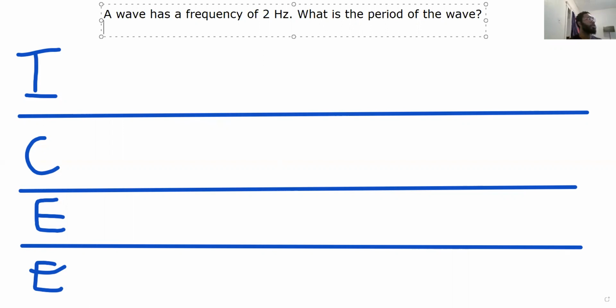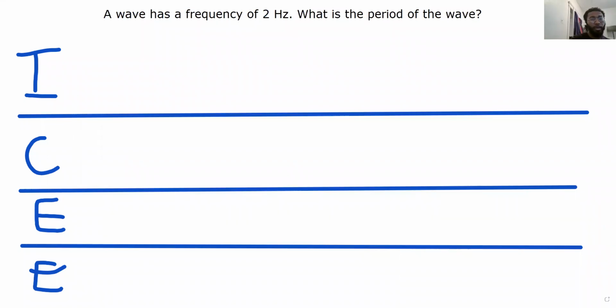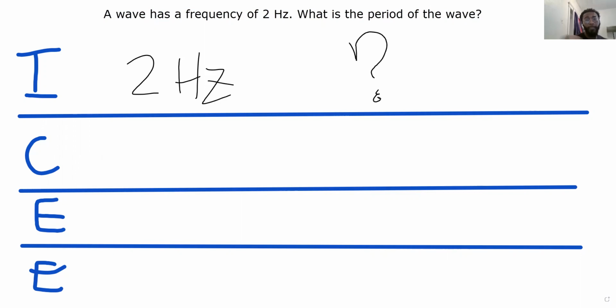Okay. So let's go ahead and do our identify step. So the frequency is 2 hertz. So we see this measurement there. And then it says, what is the period of the wave? So immediately we go into a question. All right. So again, very simple problem in that we don't have a lot of measurements to identify. We just have 2 hertz and a question mark.